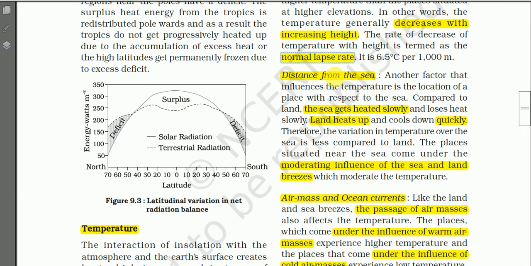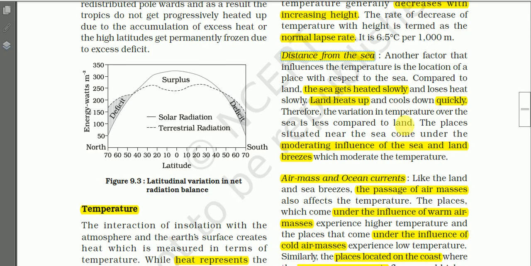Okay, next we have another factor, that is distance from the sea. This is another factor that influences temperature. Compared to land, the sea gets heated slowly and loses heat slowly as compared to the land surface.